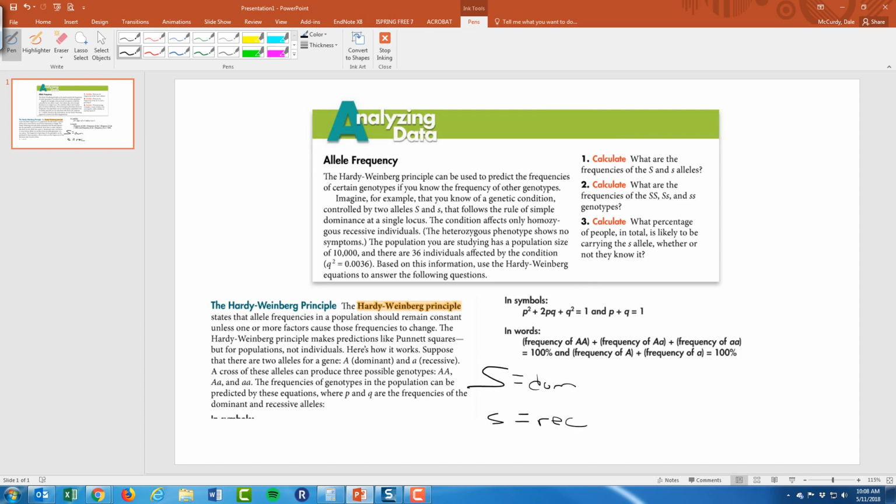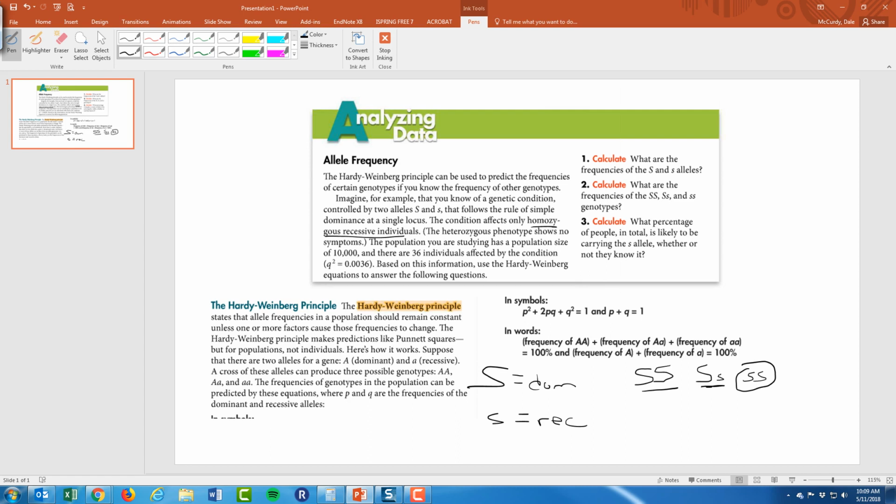Now, the condition affects only homozygous recessive individuals. So we have three different genotypes possible. We have big S, big S, which is homozygous dominant. We have heterozygous, which has one of each. Remember, hetero means different, big S, little s. And then we have little s, little s. The only genotype that would exhibit the disease or the condition is little s, little s. Big S, little s does not show the trait because the big S is dominant, but they can pass that trait on to their offspring.